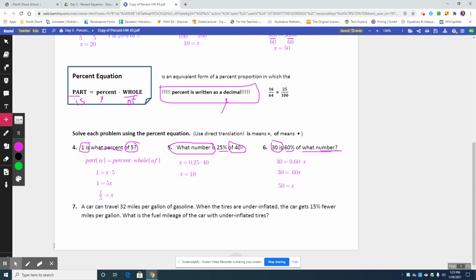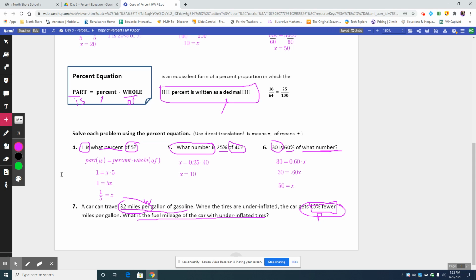All right. Number 7. A car can travel 32 miles per gallon of gasoline. When the tires are underinflated, the car gets 15% fewer miles per gallon. What is the fuel mileage of the car with the underinflated tires? Okay. So what we're trying to figure out is what is that fewer piece? Because we're trying to find out what part of 32 miles per gallon will happen when you have underinflated tires. So this would be the whole. We're looking for the part, and that's the percent.